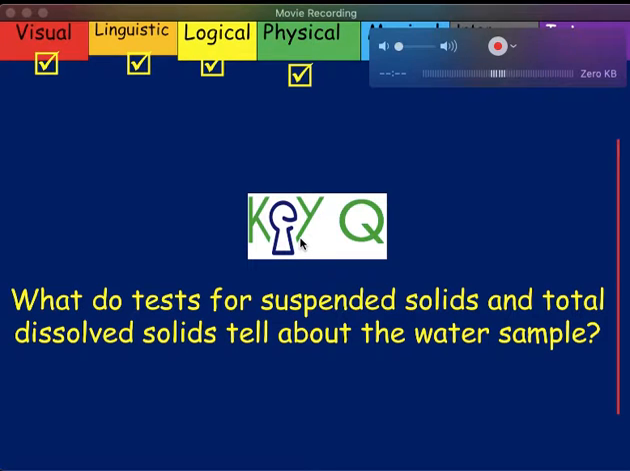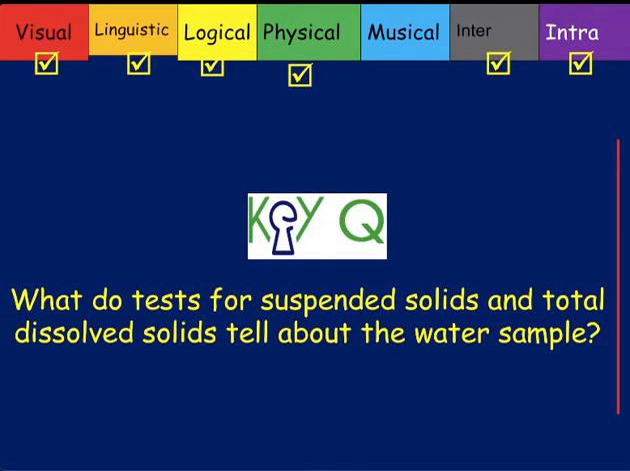Kind of two of the tests that we would do on water. So it's, I think, page 171. So we have two words: suspended solids and dissolved solids. So what are suspended solids? Solids that don't dissolve in the liquid.